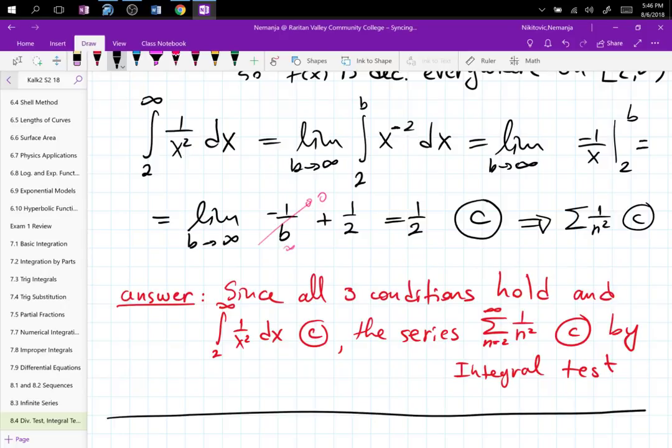Takes a long time, right? There are 4 different calculations you have to do. So 3 proofs and then the integral, right? So it's 4 different calculations. And then you're writing the answer. Since all 3 conditions hold, then you can do the integral. The integral converges as well. So the conclusion from the integral test is, once the conditions are met, if the integral converges, the series converges.